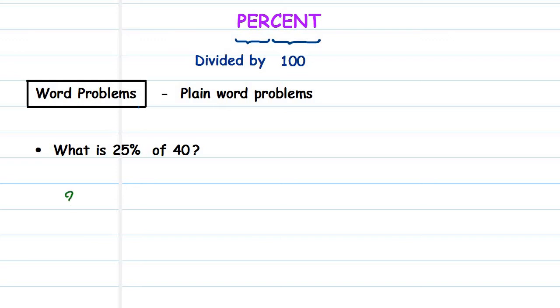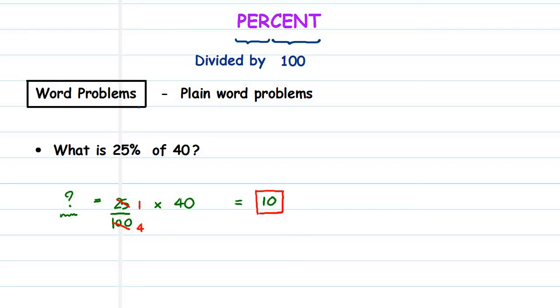Alright, what means question mark? Is means equal. 25% means 25 divided by 100. Of means multiply. And 40 means 40. And the question mark is what they're looking for. We can simplify this. This will give us 1 and this will give us 4. So 40 divided by 4 is 10. And that is the answer. 10 is 25% of 40.